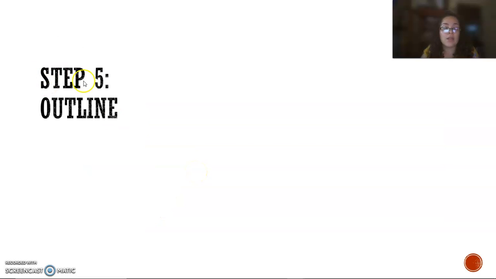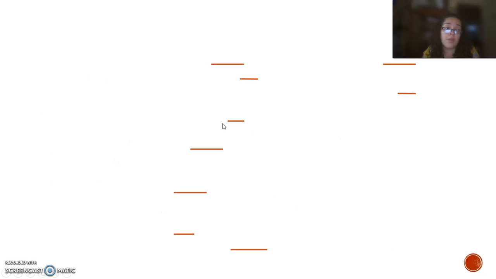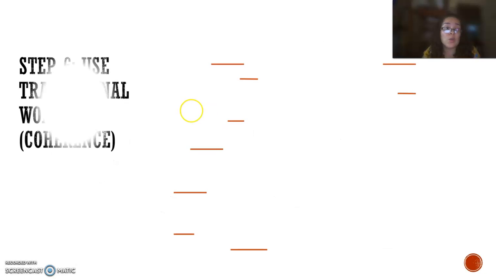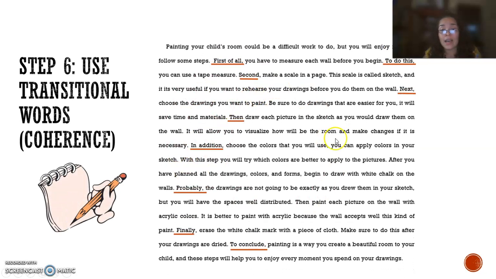Then we have the outline. The outline is all the steps that we saw before. We have the topic sentence, the concluding sentence here, and the supporting sentences here. All of them are related to unity, but then I want to add coherence. So to do that, I use transitional words in the paragraph. And here I have my paragraph with the transitional words. For example, first of all, to do this, second, next, then, in addition, probably, finally, and to conclude.